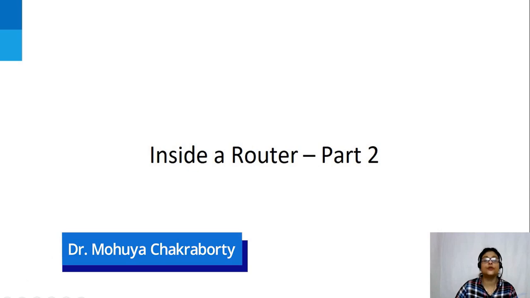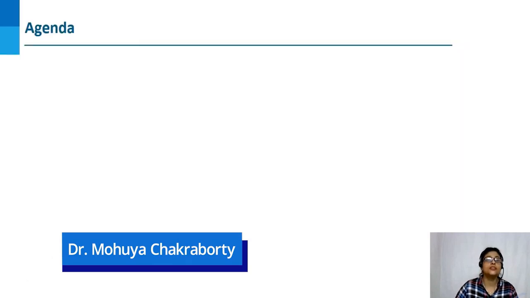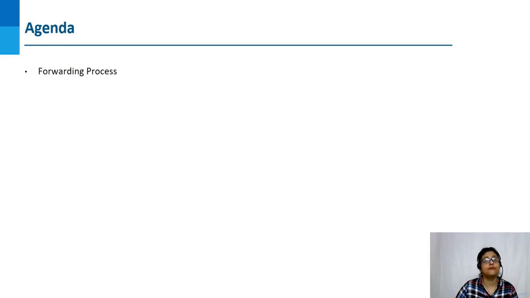In this video, we are going to learn about what is there inside a router, part 2. So the main agenda would be to understand the various forwarding processes that the router uses to forward the data to the destination from the source. After that, we are going to learn about the routing tables.